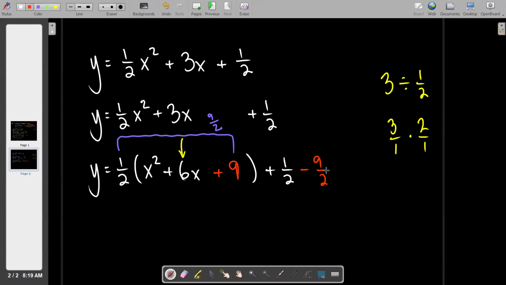So that's a little bit tricky. When you pull a fraction out, the numbers actually get bigger. And now it's just time to tidy it up. So we're going to have y equals 1/2 times something squared. What is the something? x plus 3. And then at the back end, what is 1/2 minus 9/2? -4 is exactly right, because it's -8/2, and 8/2, of course, equals 4.